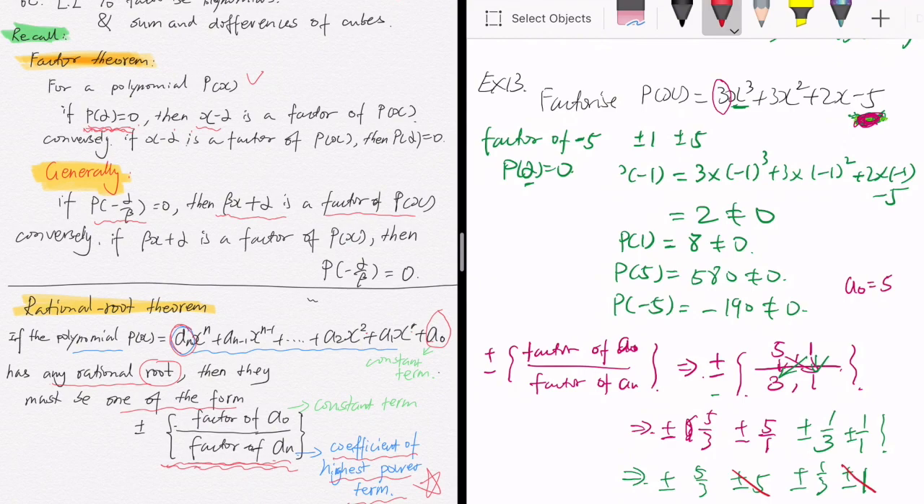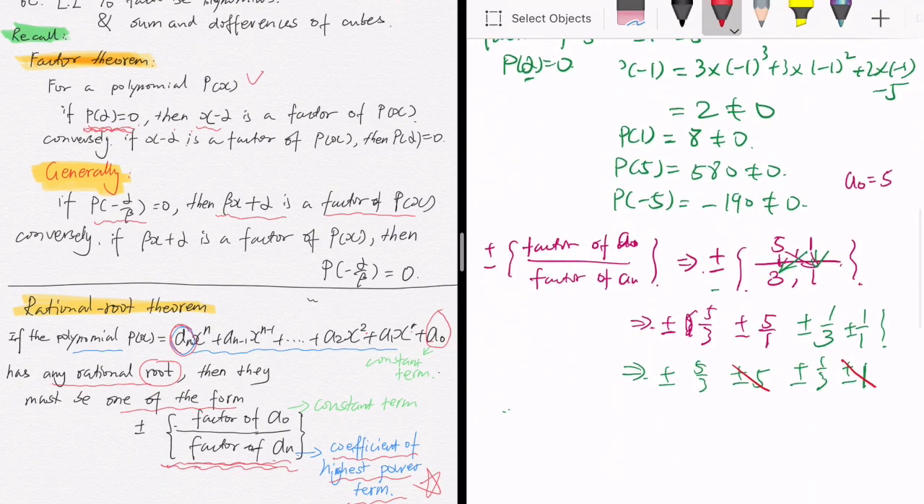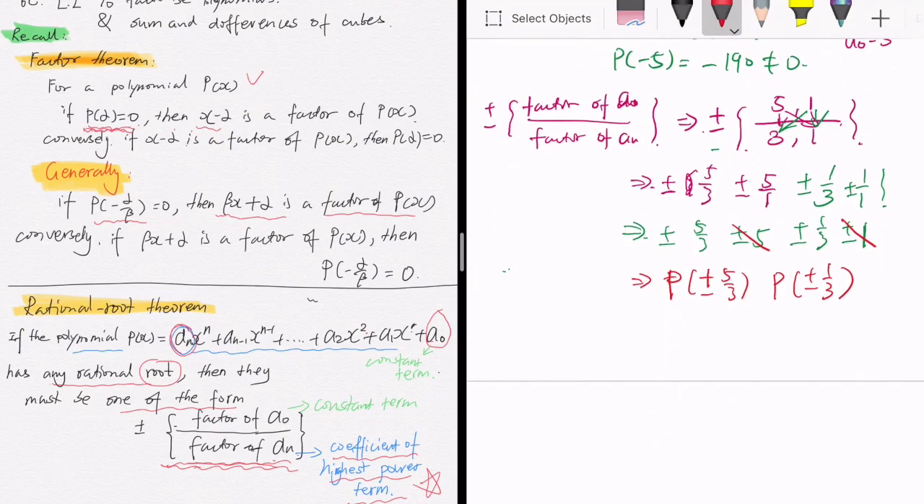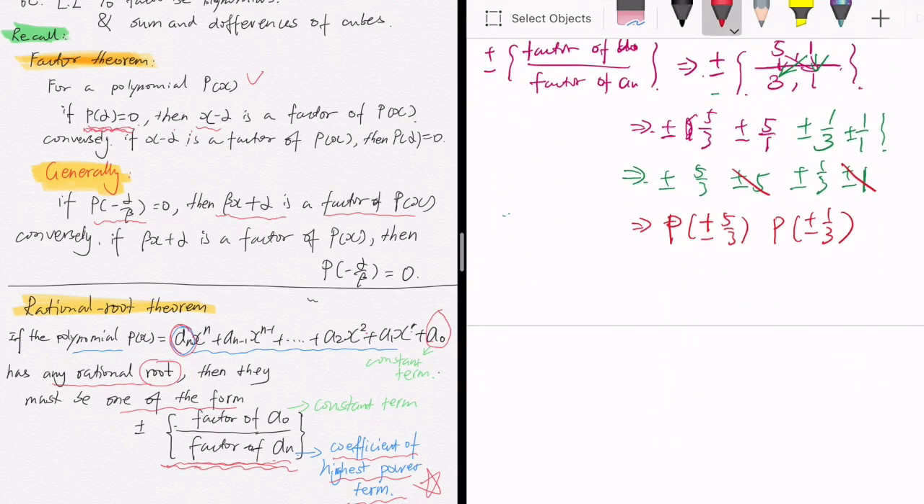So none of them worked. Therefore, we need to try p of negative 5 over 3, or p of negative 1 over 3. If you give it a go, you will see that p of negative 5 over 3 is equal to 0.